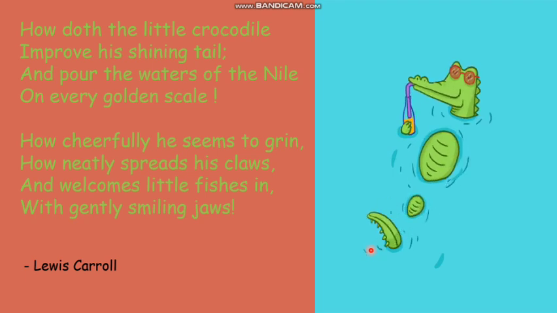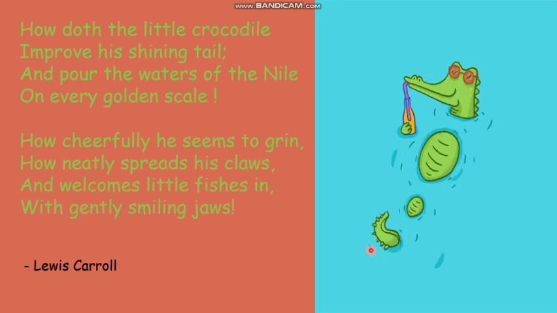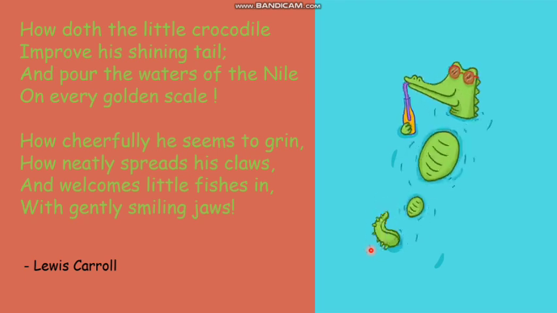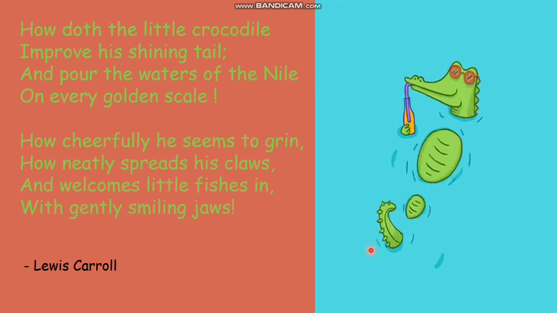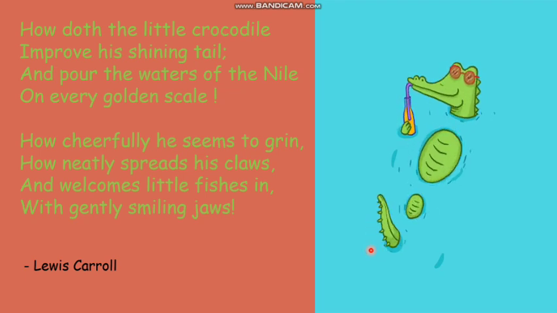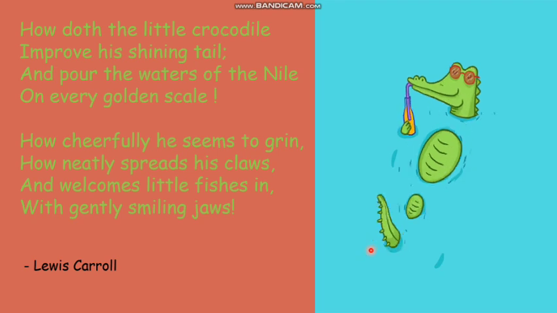Now, the last poem we read was about how a little bee works so hard. And what we are reading in the parody is the poet saying how this crocodile improves his shining tail. It pours, Nile is a river, okay बच्चा, it pours the water on every golden scale. क्रोकोडाइल की पीठ में स्केल्स होते हैं. स्केल मतलब रूलर वाला स्केल नहीं, okay. Scale is like a particular structure. जैसे आप क्रोकोडाइल को देखिए, उसके पीछे एक particular repeated structure होता है, that is called scales.